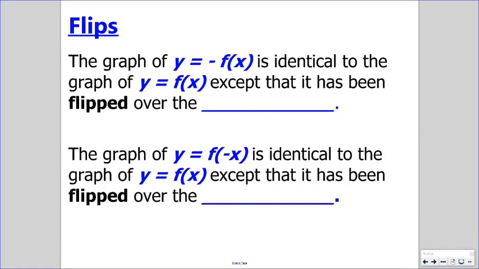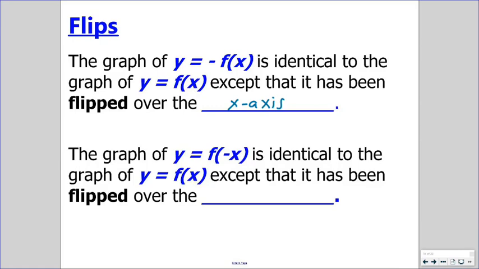Okay, so here we go. The graph of y is equal to negative f of x is identical to our parent function, except it's been flipped over the x-axis. We took all of those y values, we made them negative. We're flipping over the x-axis in that case.